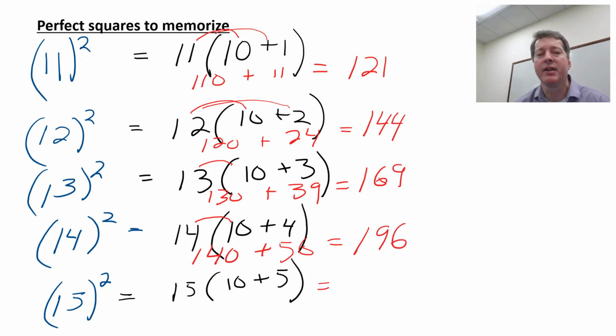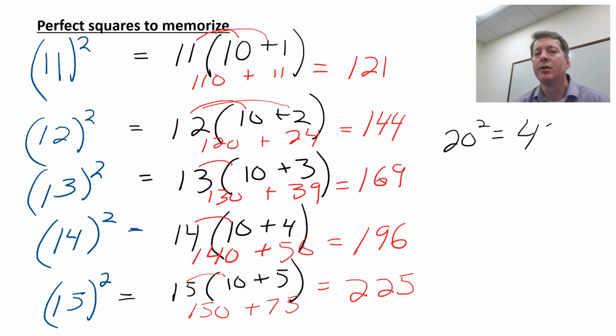So 14 squared is 196. Good to memorize. And then 15 squared, a little bit easier. 15 times 10 is 150, plus 15 times 5 is 75, so that is 225. 15 squared is 225. So these are good to memorize for standardized tests. And then 20 squared is good to memorize. That happens to be 400. So those are some perfect squares you want to memorize.